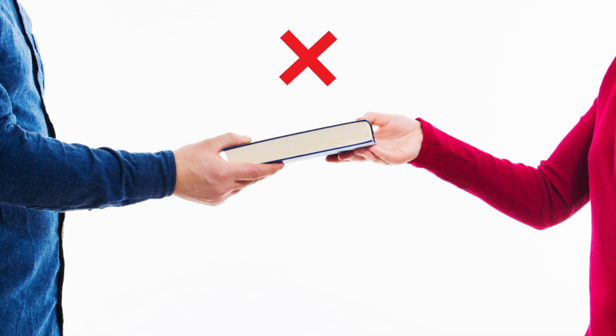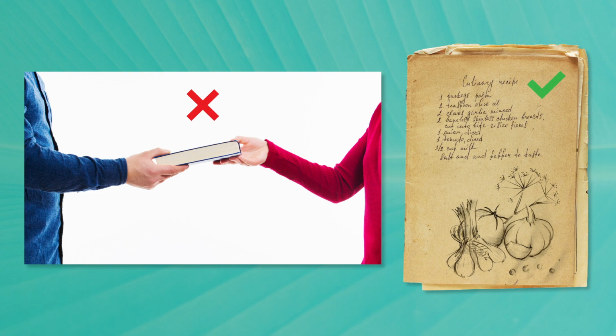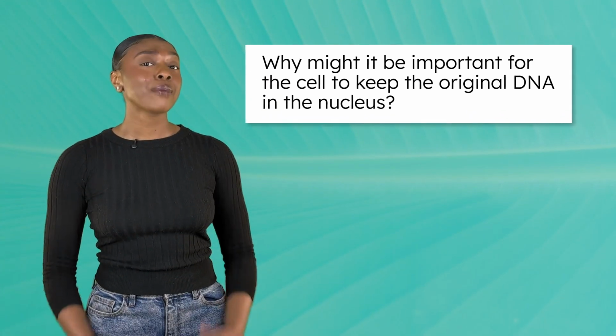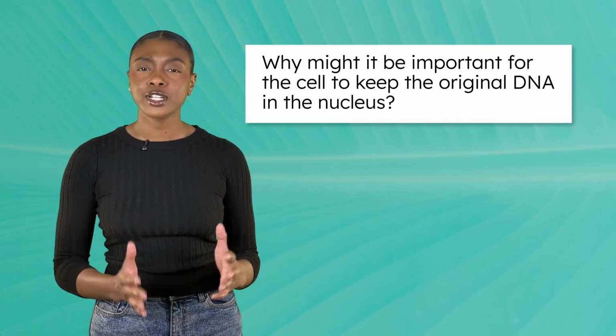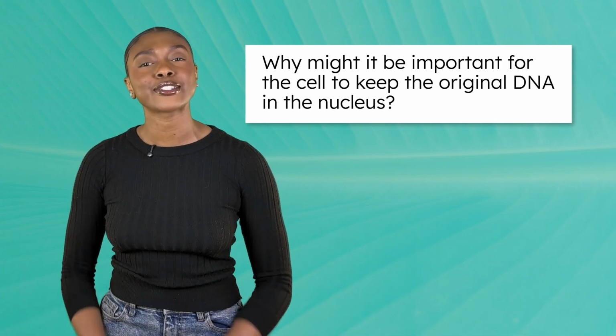So, how does the cell get the instructions to the ribosome? Think back to our cookbook example. The cell doesn't send the whole cookbook. Instead, it copies just one recipe for one protein and sends that copy out to the ribosome. Why might it be important for the cell to keep the original DNA in the nucleus? Pause the video here to record your ideas.